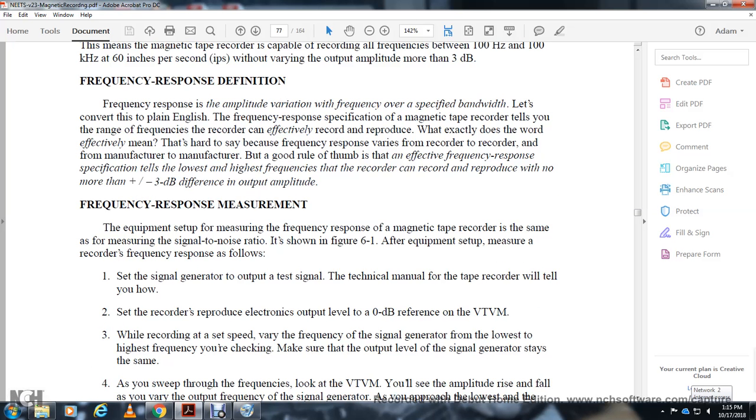To measure the frequency response of a magnetic tape recorder, also measure the signal-to-noise ratio. Then measure the frequency response by setting the signal generator output to the tape recorder, which will tell you how it reproduces.